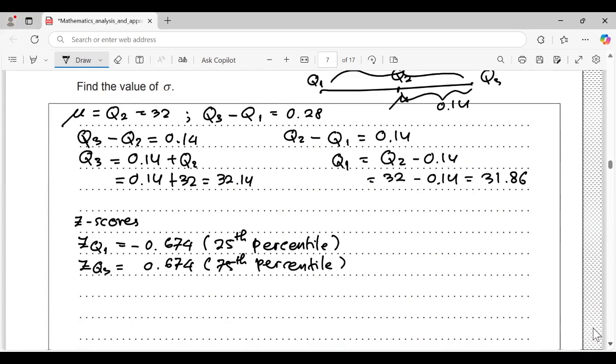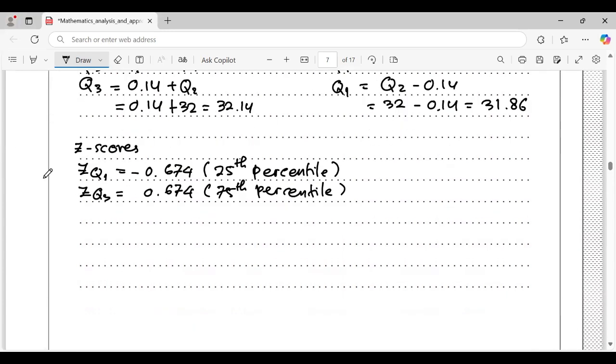So it means we can determine the Z for the first quartile is the first quartile minus mu divided by sigma. It is 31.86 minus 32 over sigma. And this result is, according to this information, minus 0.674.